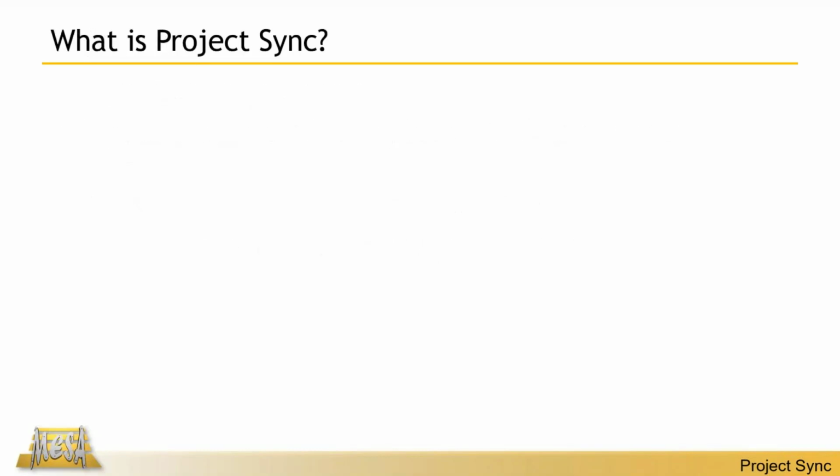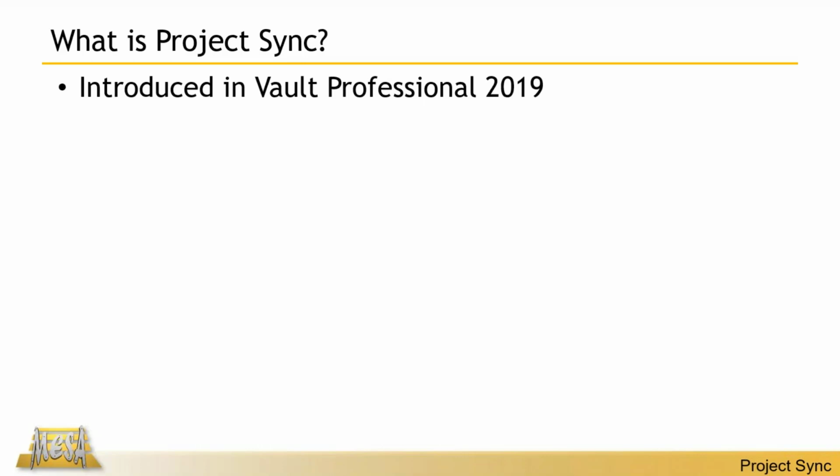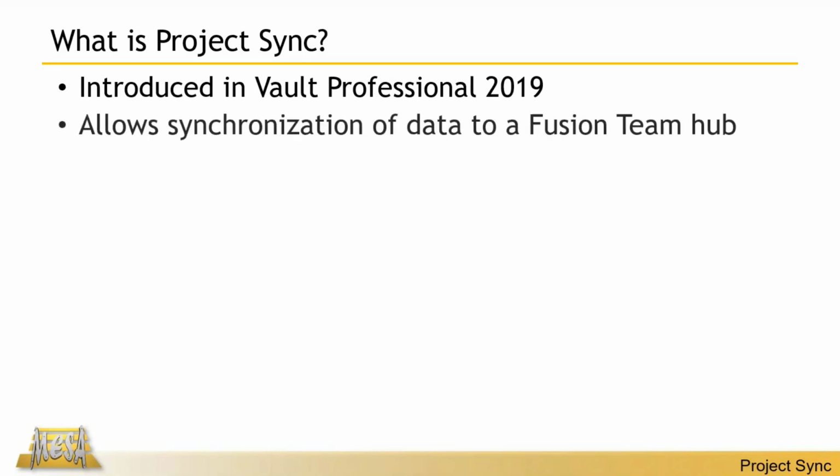So let's talk about what Project Sync is. It was introduced with Vault Professional 2019. It's in all the Vault Professional products since then: 2019, 2020, 2021. It allows you to synchronize data to a Fusion Team Hub or Fusion Team site.